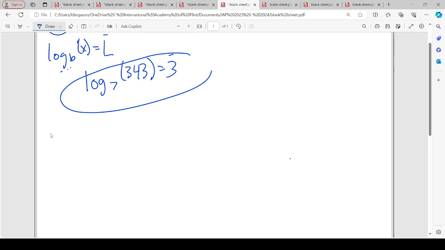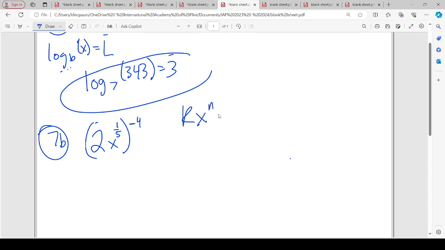7B. Gotcha. All right. 7B says 2x to the 1/5 power taken to the negative fourth power. And the instructions say write it in k times x to the nth power form. So that's what I want it to look like. So what do I know about negative exponents? They change position.